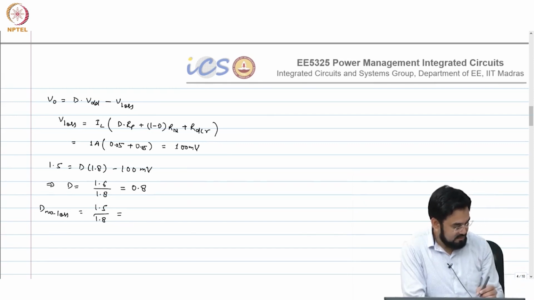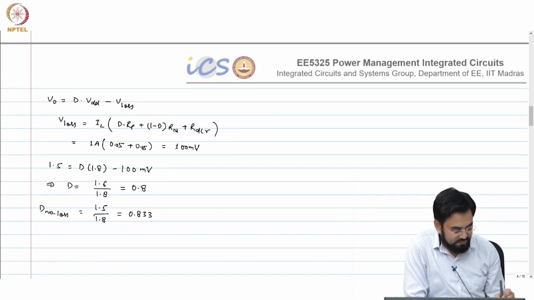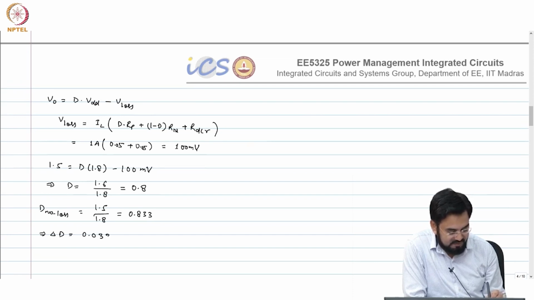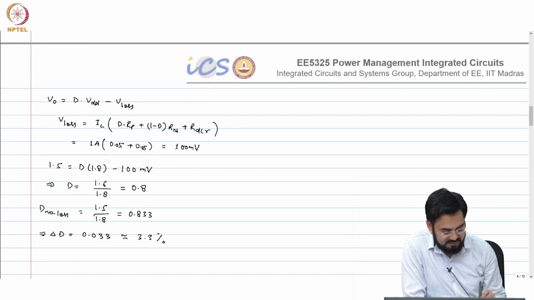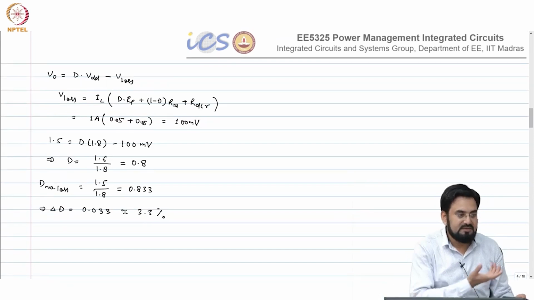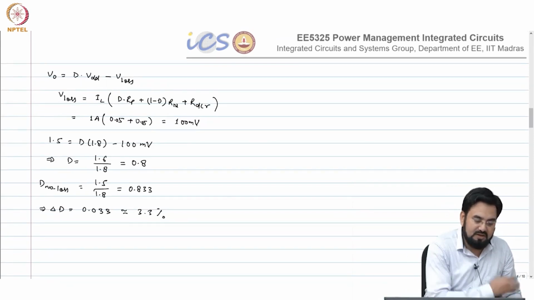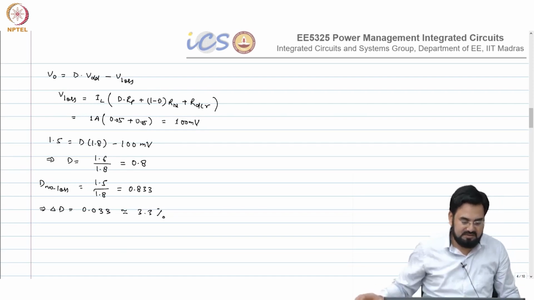0.833. Okay. This implies delta D is 0.033 or 3.3%. So, you get 3% change in the duty cycle in order to compensate for the losses.